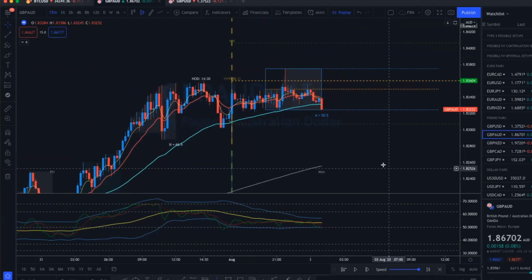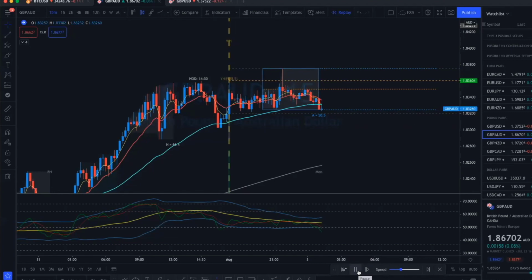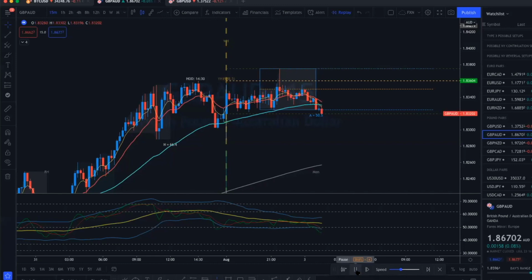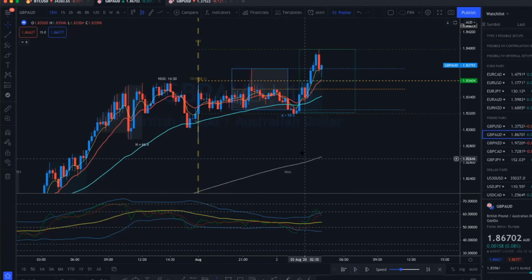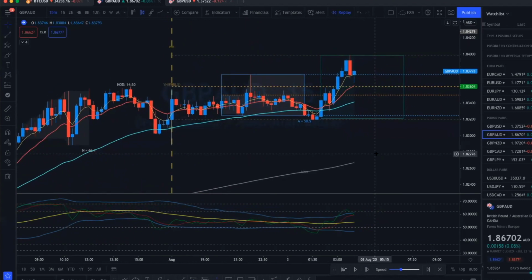All right, but let's play this out here and see if we can start to identify any kind of setups. Because this is London session trading, we're only going to focus on the London session. Once we get through London, we'll play the rest out and go to the next day. So do you guys see anything so far?